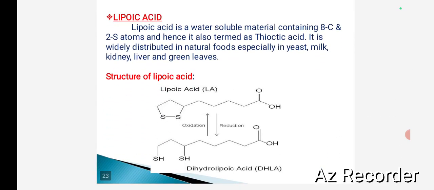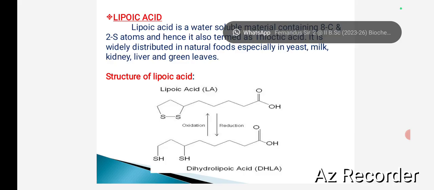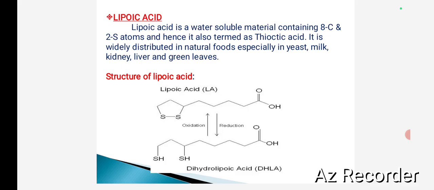Next one, lipoic acid. Lipoic acid is a water-soluble material containing eight carbon units and two sulfur atoms, and hence it is also termed thioctic acid. It is widely distributed in natural foods, especially yeast, milk, kidney, liver and green leaves. This is the structure of lipoic acid, oxidized form and reduced form.